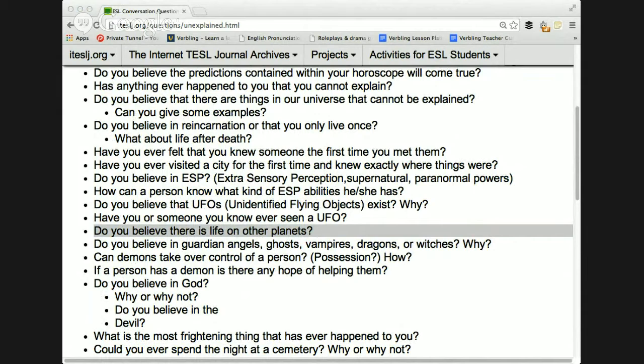I think there is life on other planets. But I think that intelligent life is quite impossible. It's more difficult. But life, microscopic life, I think that is possible. Okay, but not intelligent life. No. Okay.